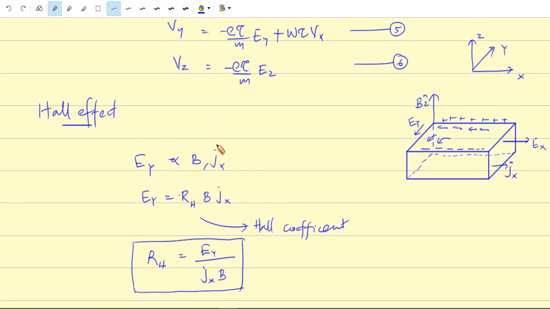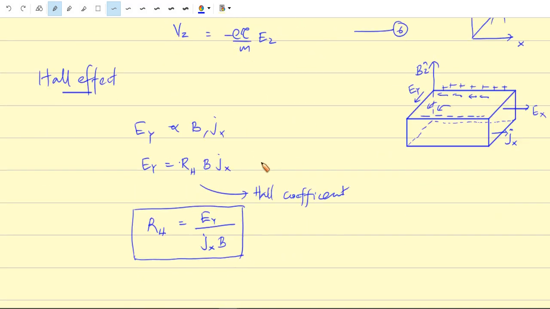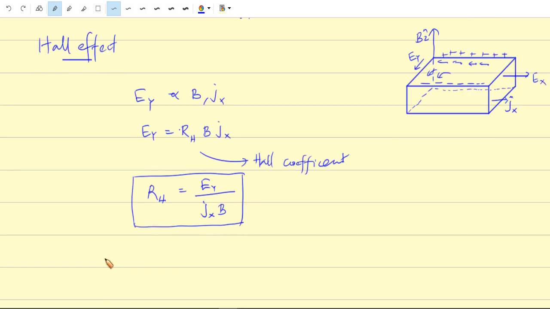Now we can find out this coefficient RH. So let us see these three equations 4, 5 and 6. Here the electrons are shifted towards this side, the negative y direction. So the negative charges will be accumulated on this side. This accumulation of charges opposes further movement of electrons towards that side. Therefore, a steady state is reached. That means the velocity of electron in the y direction becomes 0.